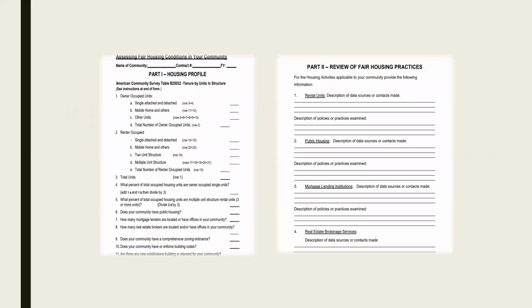So this is your fair housing assessment. You're going to fill it out: name of the community, your contract number, your fiscal year. It asks you about owner occupied units, renter occupied units. It's asking what things you have in your community. Do you have public housing? Do you have mortgage lenders, real estate brokers, zoning, building codes?